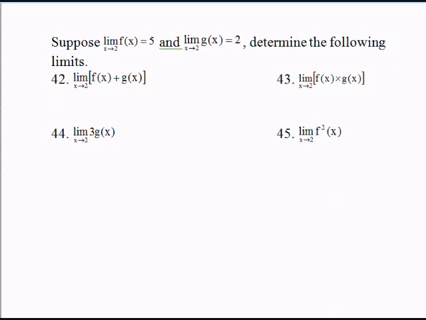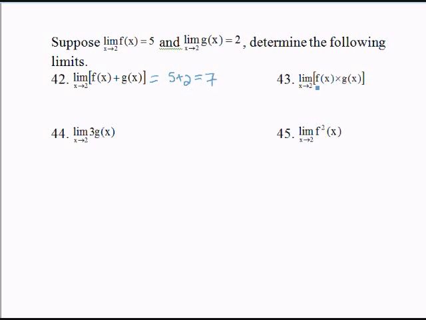Here are some pretty straightforward limit statements. We're given that the limit of f of x as x approaches 2 is 5, and the limit of g of x as x approaches 2 is equal to 2. These two go to the same x value but are two different functions with two different limit values. Determine the following. If you're finding the limit of the sum of two functions, it's the sum of the limits. So I can just add these two limits: 5 plus 2 is 7.